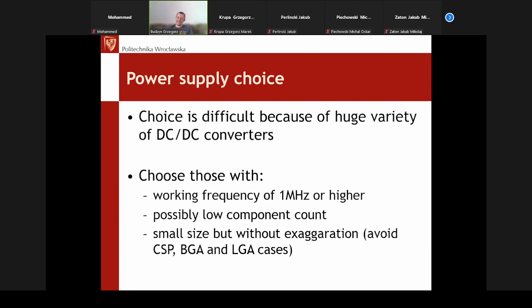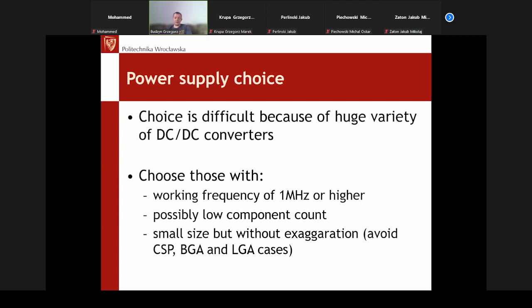Then another practical remark: small size, but without exaggerations. Very nice English word, without exaggeration. Really, unless you have the capabilities, it's not the best idea to go into very tiny CSP or very tiny LGA cases. BGA are not that bad all in all, but still in the case of a regulator, I would think twice before using a BGA case. Of course, sometimes we have no choice.